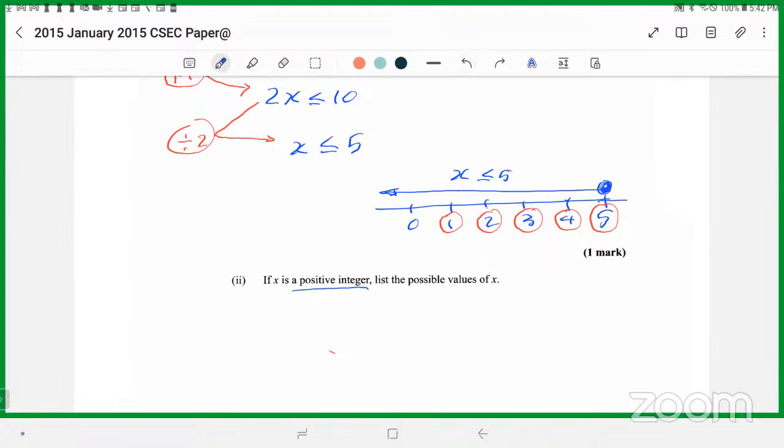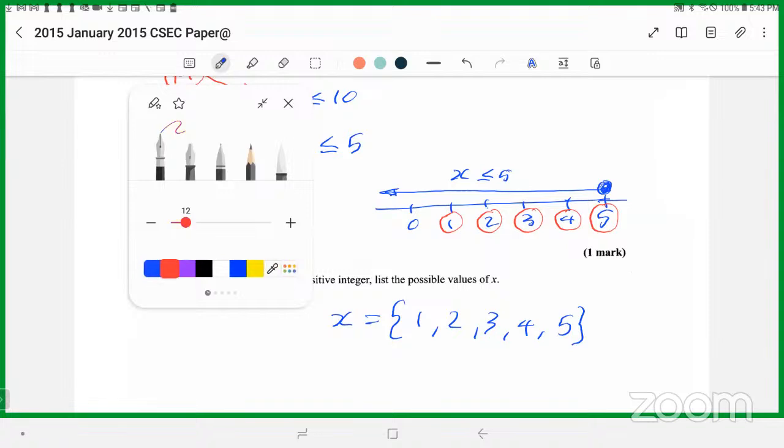So let's go back. The values that we want are the ones circled in red. It says x is a positive integer. List the possible values of x. So x would be equal to 1, 2, 3, 4, or 5. Those would be the positive integer values. The whole number values have to be it if x was a positive integer. But good with that?